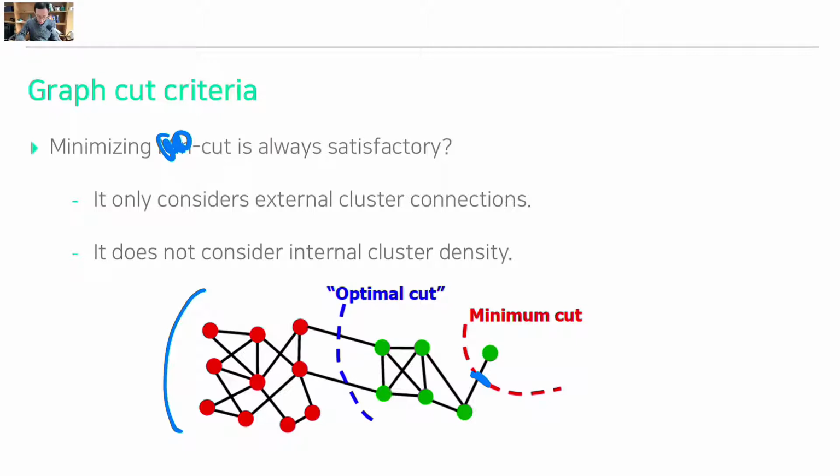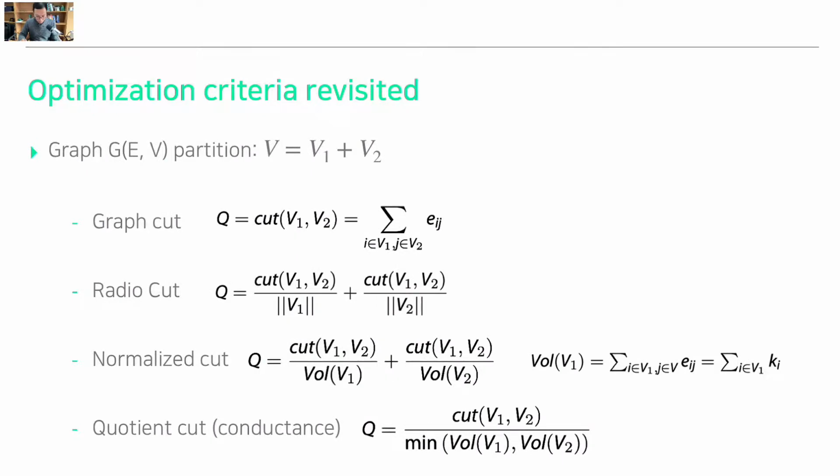So the objective function of minimizing the graph cut considers external cluster connections only. It does not consider internal cluster densities, and it is likely to find more outliers, and we don't think this is the optimal partition. So now we have the optimization criterion once again. We have several alternatives, some normalized versions, and this.